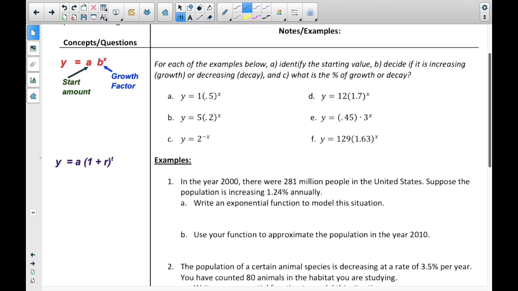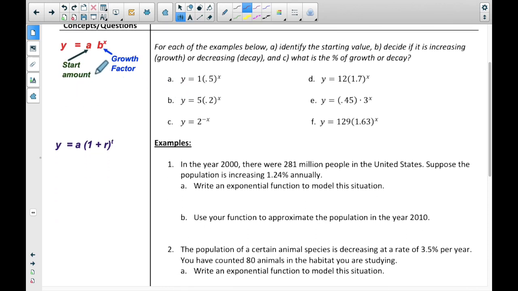Remember that with this parent function, we know that the first number is the starting amount, the second number is the growth factor, and x is time in whatever capacity the time is measured. So if we look at these examples, we're going to talk about what is the starting value, is it increasing or decreasing, that is, is it exponential growth or exponential decay, and then what is the percent of the growth or decay. I'm going to do a couple of these with you, and then I'm going to ask you to do a couple of them on your own.